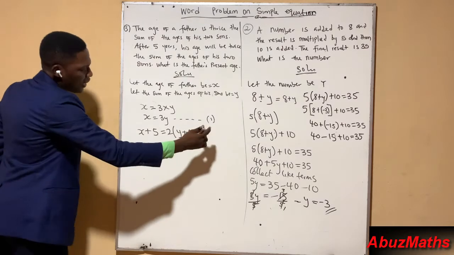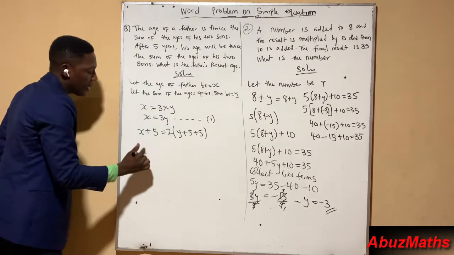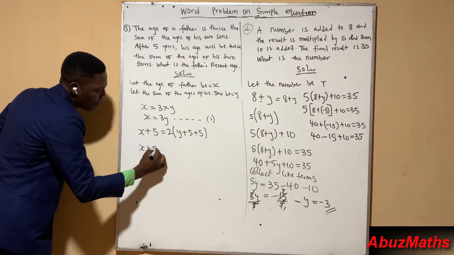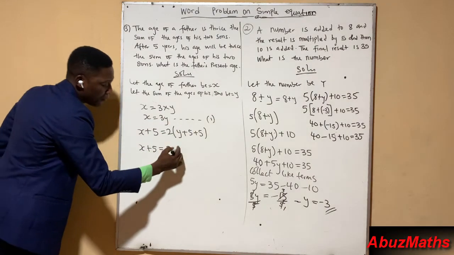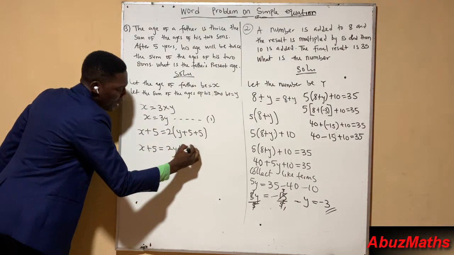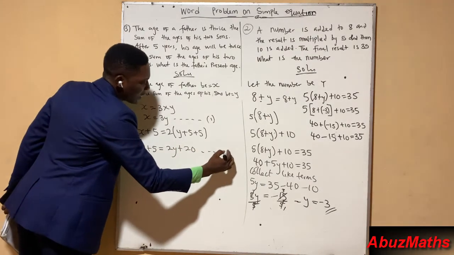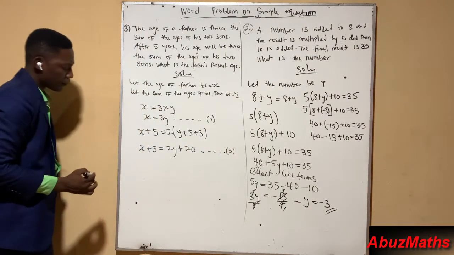Now let's open this bracket. So x plus 5 is equal to 2y. 5 plus 5 is 10. So 10 times 2 is 20. Now let's take this as equation 2.